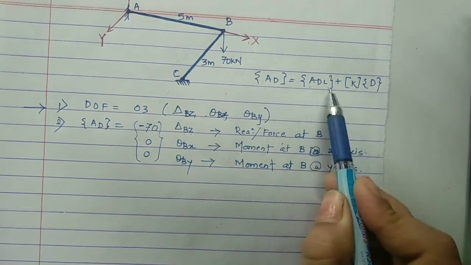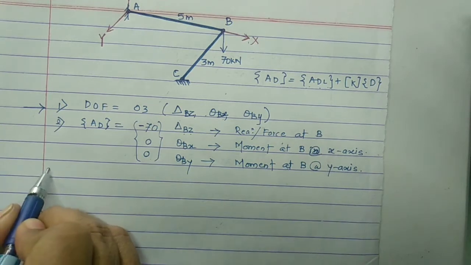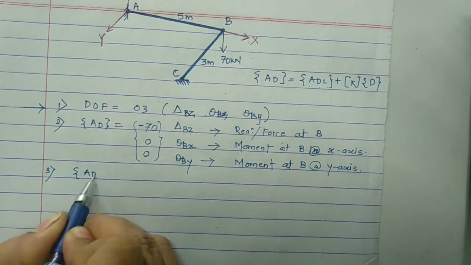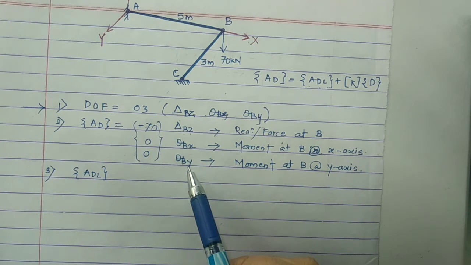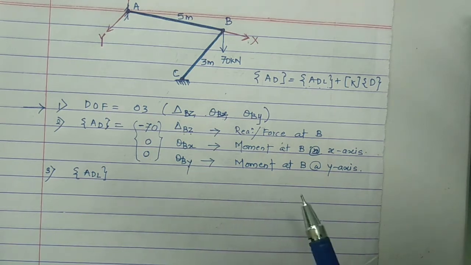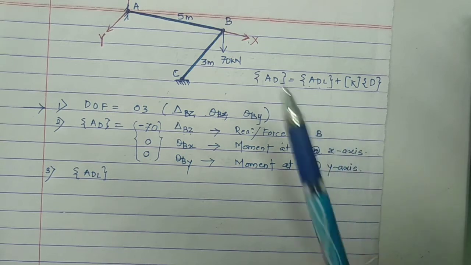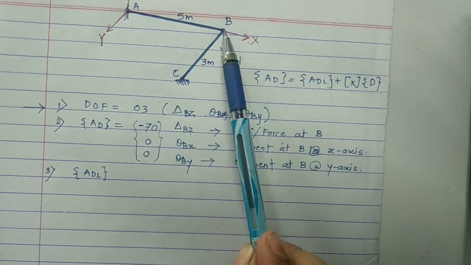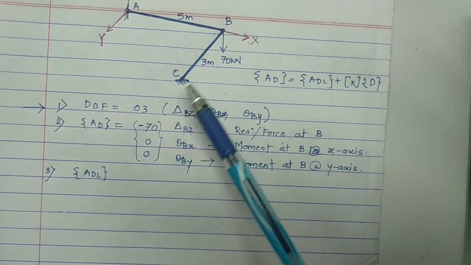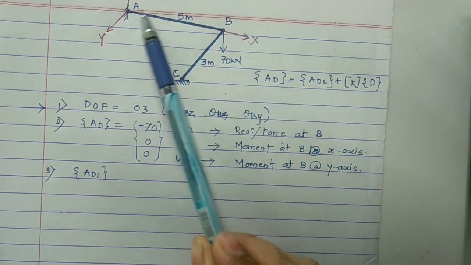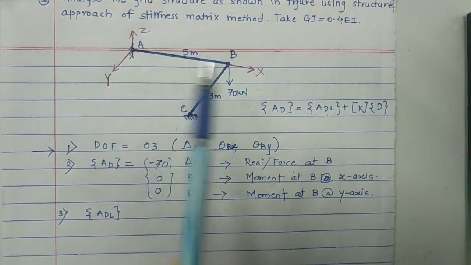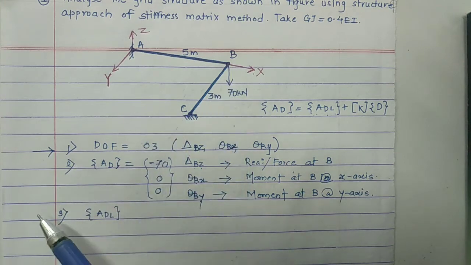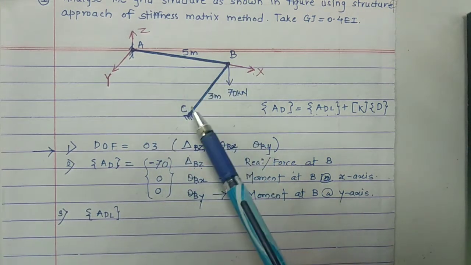Third step, calculation of the ADL matrix. The ADL matrix is the action corresponding to these 3 unknown degrees of freedom in the restraint structure. If you draw the restraint structure, the AB member is fixed at both ends and the BC member is fixed at both ends. As no load is given over the members, the fixed end moments at A, B and C will be 0. The reactions because of that will also be 0.